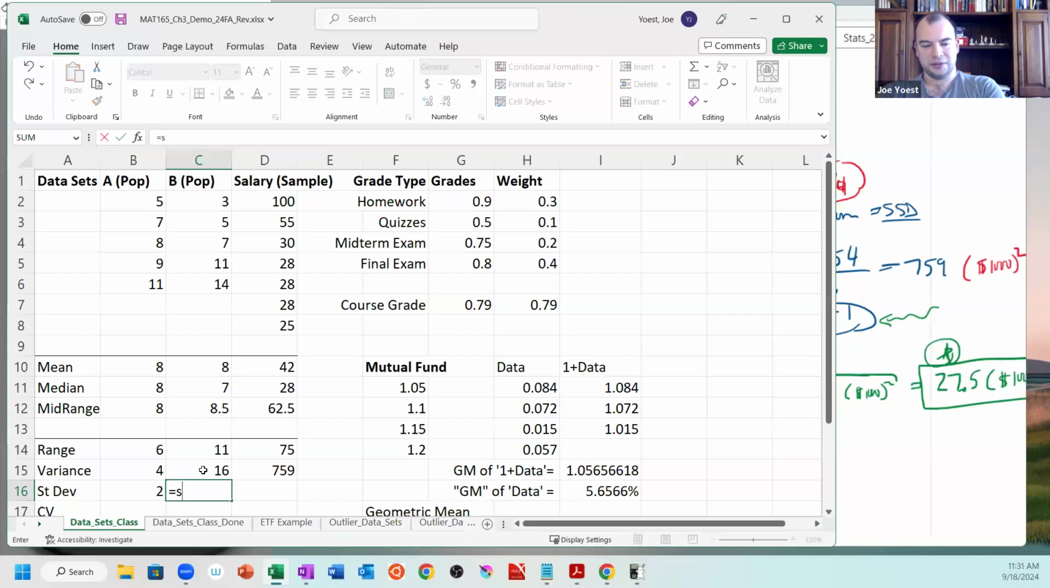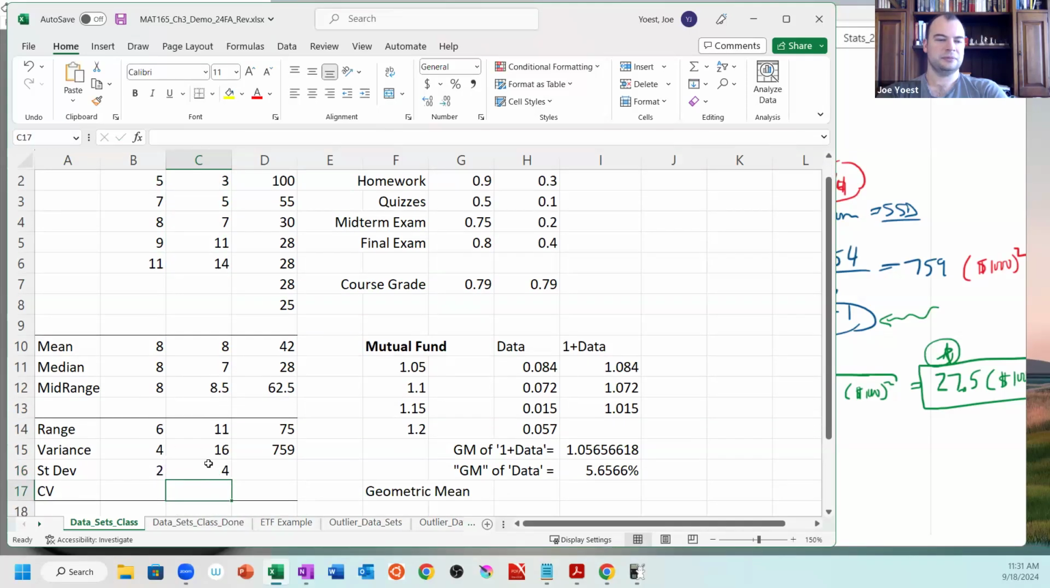The Brandon data, STDEV.P, again, population, so do .P. I select the Brandon data, and that gives me 4, which I could have also gotten with the square root function if I already had the variance here. Either way is fine.